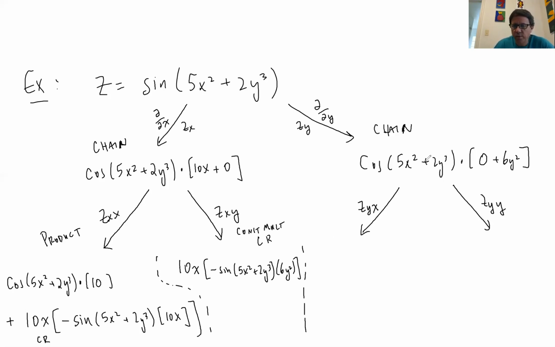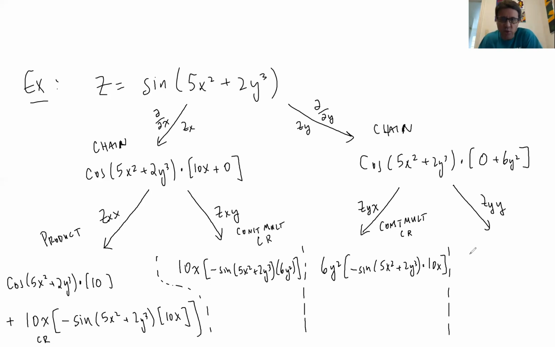Zyx, take the derivative of this thing here now with respect to x. It looks like a product, but it's not because the 6y squared is a constant. So a constant multiple along with chain. So I take the derivative of this thing. I will have the constant multiple 6y squared times the derivative of the cosine. So minus sine 5x squared plus 2y cubed times the derivative of the inside, the chain part, and that's going to be 10x.